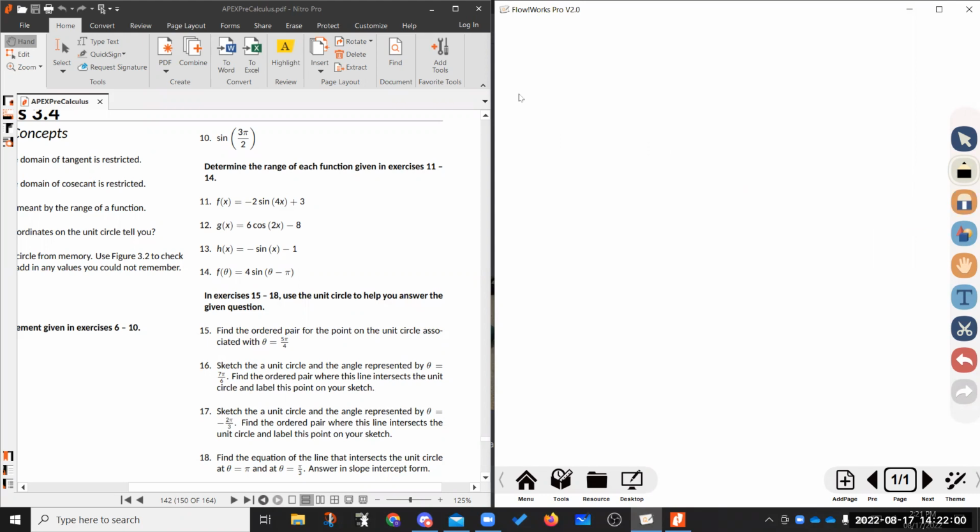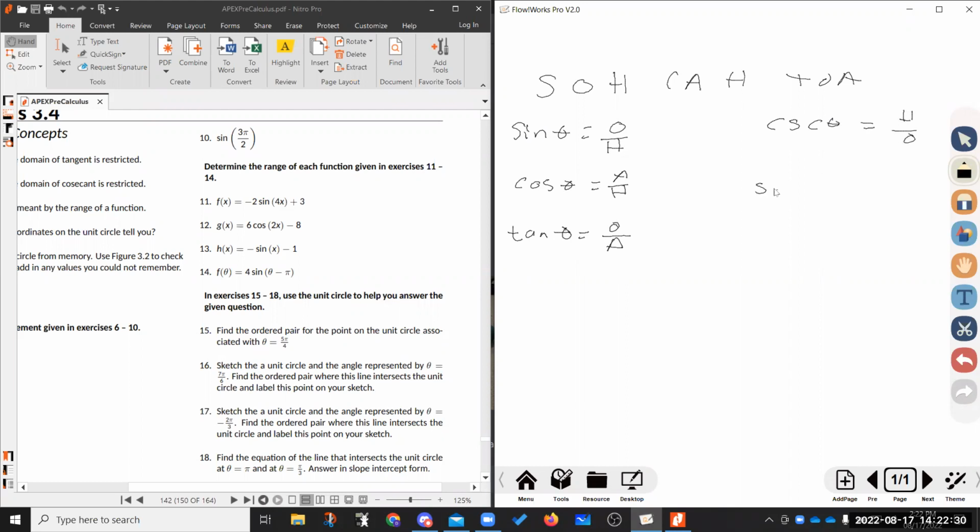So our fundamental identities are going to be in the form of SOHCAHTOA. The sine of theta is equal to opposite over hypotenuse. The cosine of theta is equal to adjacent over hypotenuse. And the tangent of theta is equal to opposite over adjacent. That gives us the reciprocals of those. Cosecant theta is going to be hypotenuse over opposite. The secant of theta is going to be hypotenuse over adjacent, and the cotangent of theta is going to be adjacent over opposite.